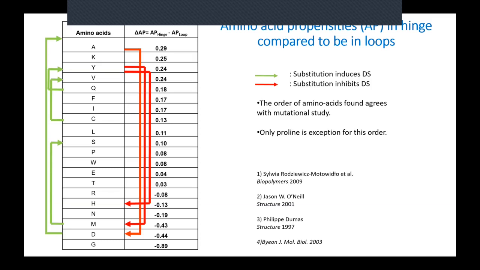The green arrows here represent the experimental evidence, which shows that substitution of amino acids from the bottom of this list with those at the top of this list can induce domain swapping, whereas the red arrows denote vice versa, can inhibit the domain swapping process. So this order of amino acids can serve as a reference to control the domain swapping process.